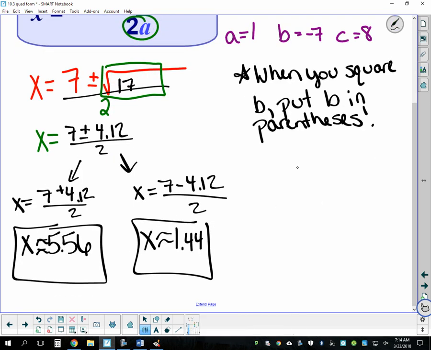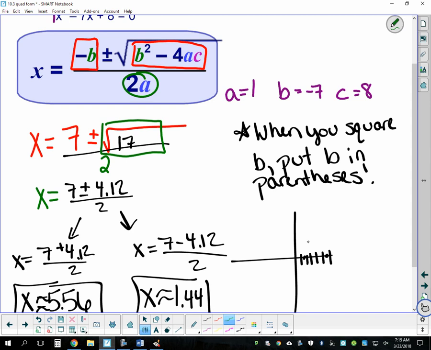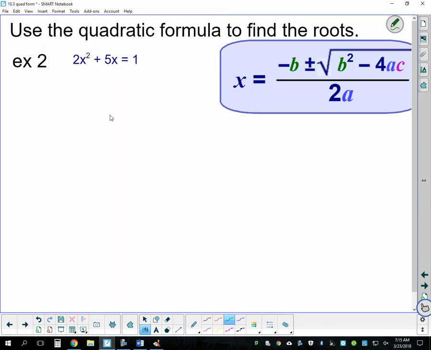What do these solutions represent? Well, that means if we were to graph this equation, we would get roots or zeros approximately right there. And I know because A is positive, it would open up. So I know my parabola looks something like that. I don't know exactly where my vertex is, but somewhere around there. I at least know my roots. Okay? All right, let's try another one.